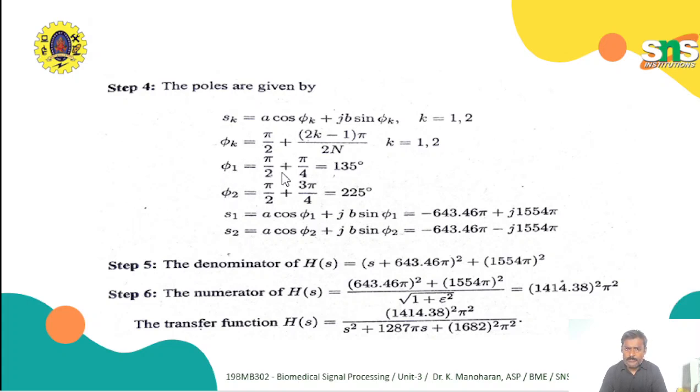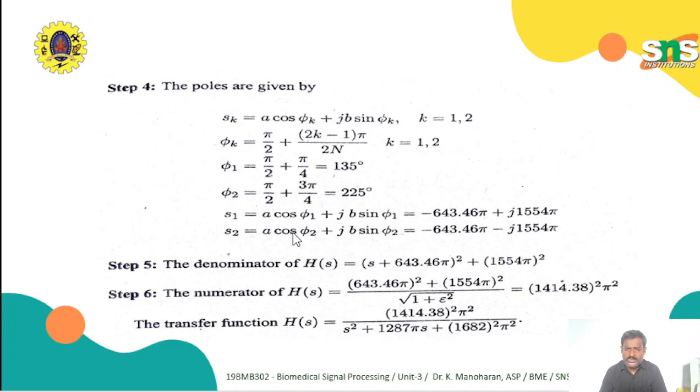So this is pi by 2 plus pi by 4. By simplification, that will be equal to 135 degrees. Similarly, phi 2 is pi by 2 plus 3 pi by 4, that will be equal to 225 degrees. So this is phi 1 and this is phi 2. So I get S1 and S2. We already found the a and b values, and now we have found phi 1 and phi 2.